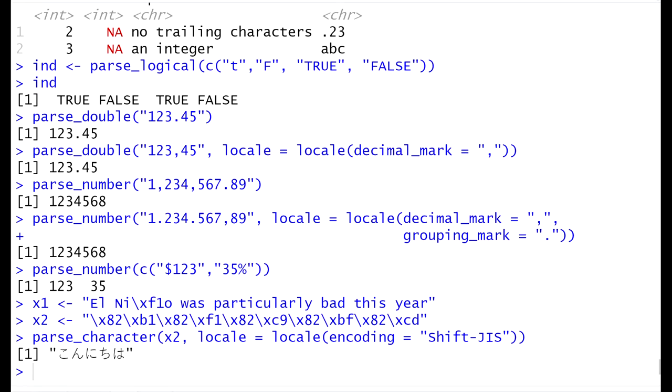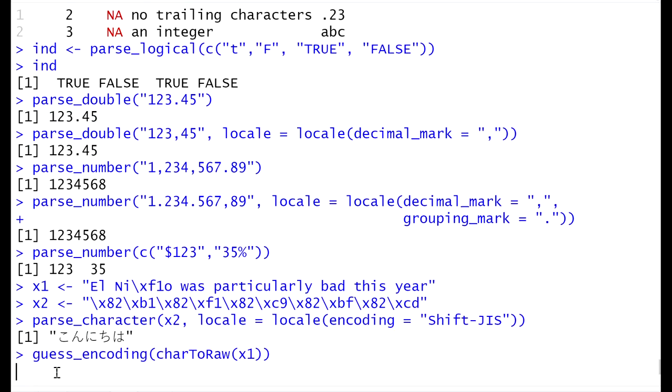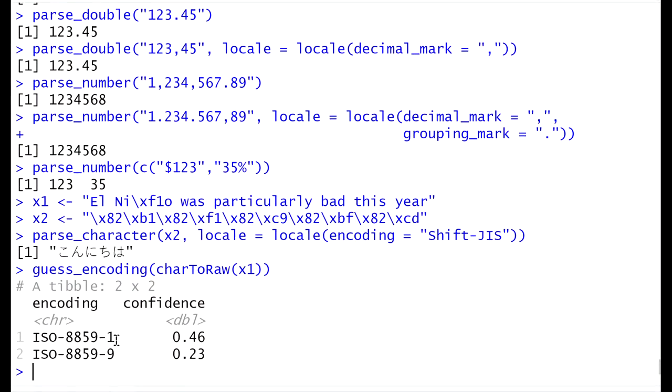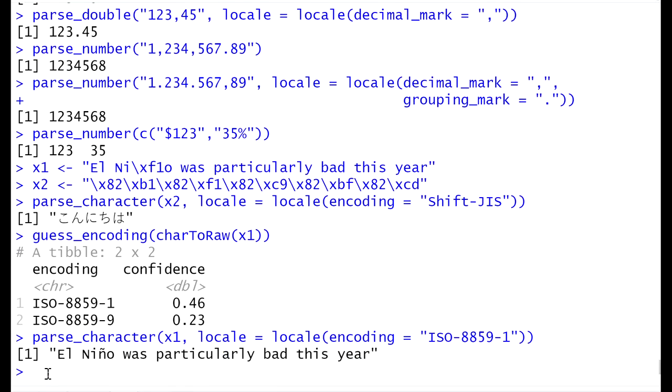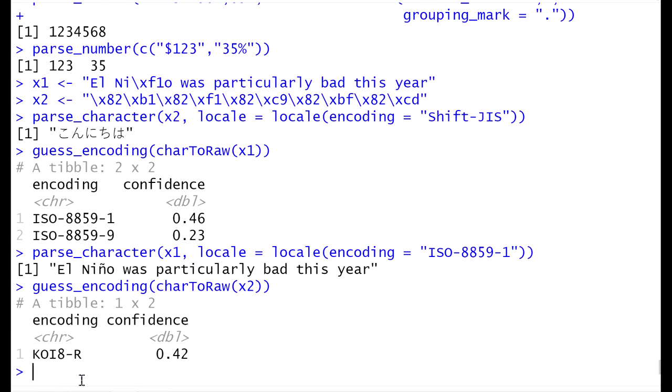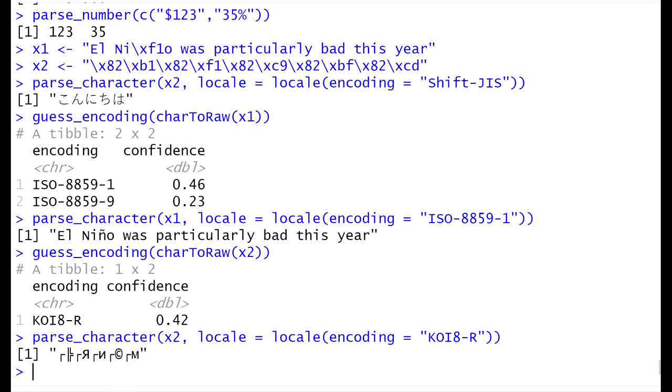I can also do guess_encoding of charToRaw. So this says it thinks it's this one, ISO-8859-1. We could use that with encoding and see if that does in fact, yes, that's what it was. If I did guess_encoding of the second one, the x2, let's see what that comes up with. Well, it thinks it's that one. Let's see if that works. That did not work. Okay, so sometimes that works, sometimes that doesn't work.